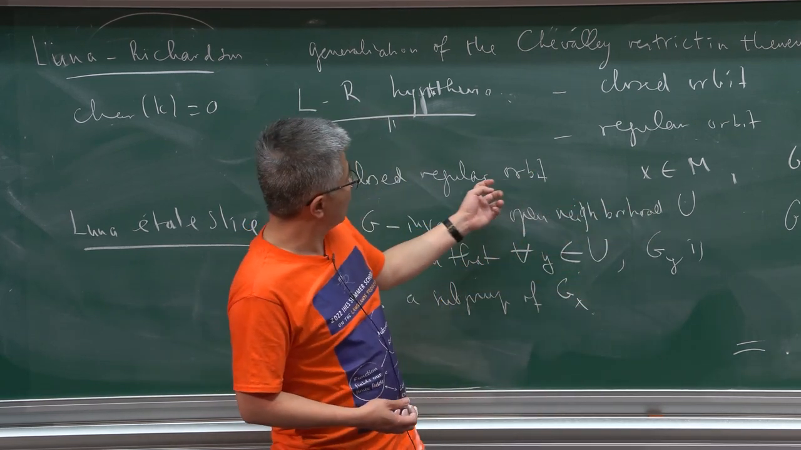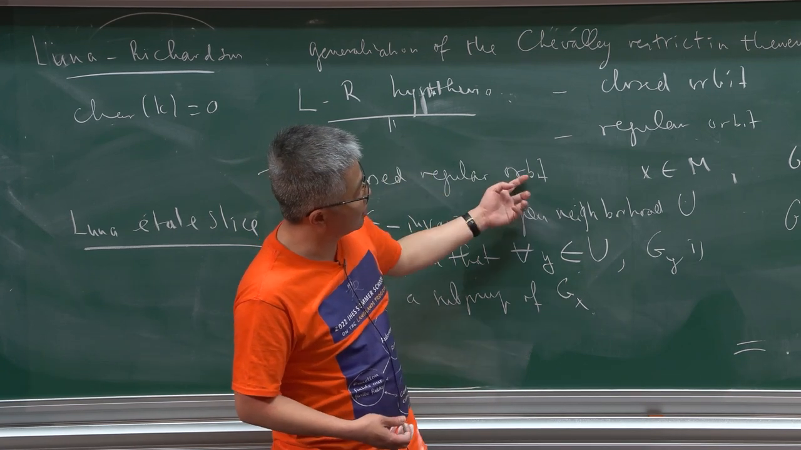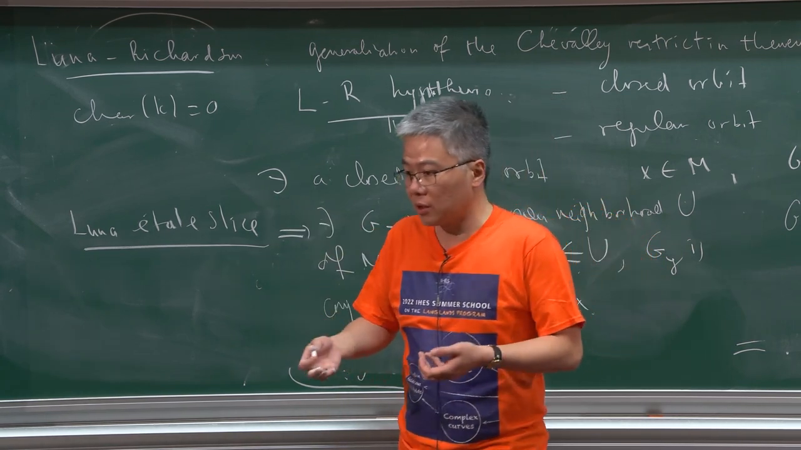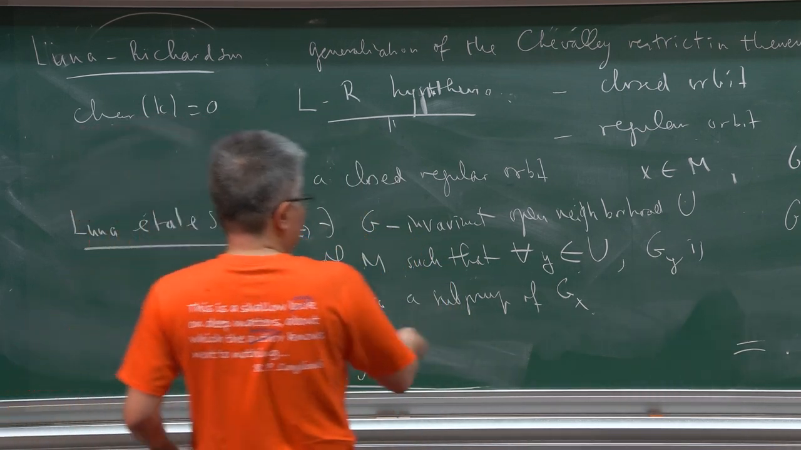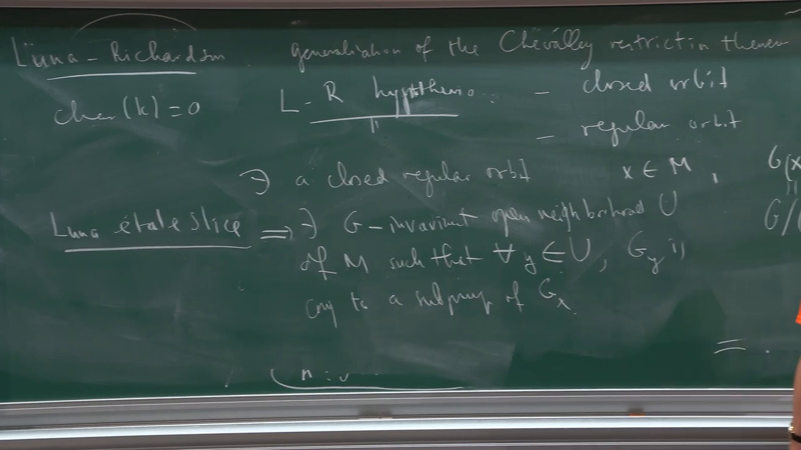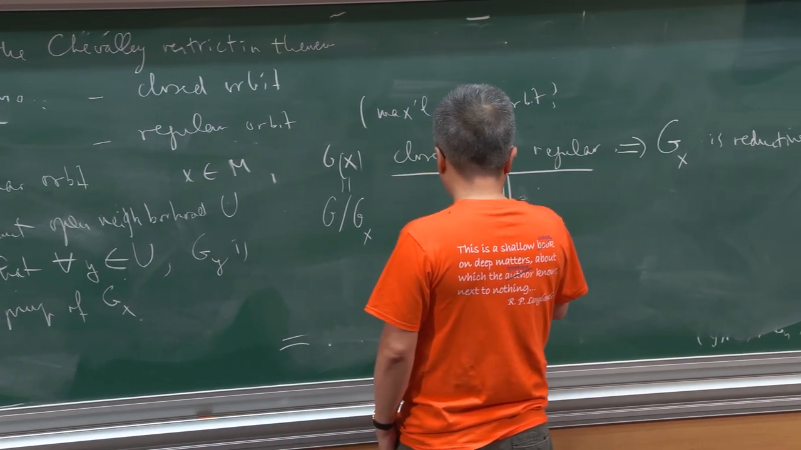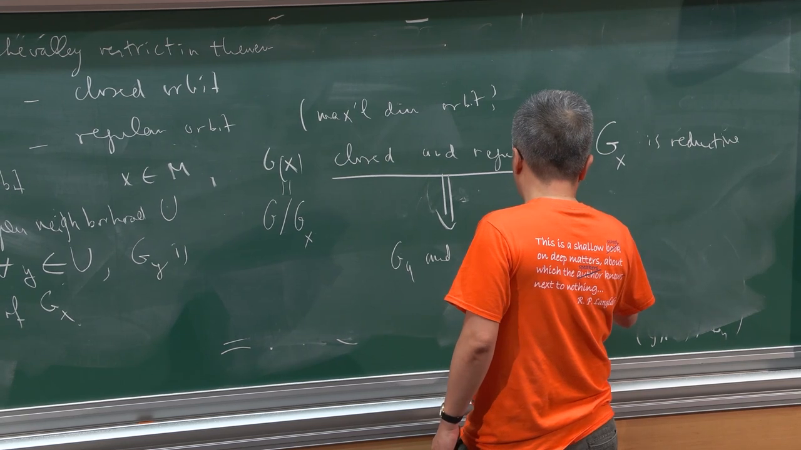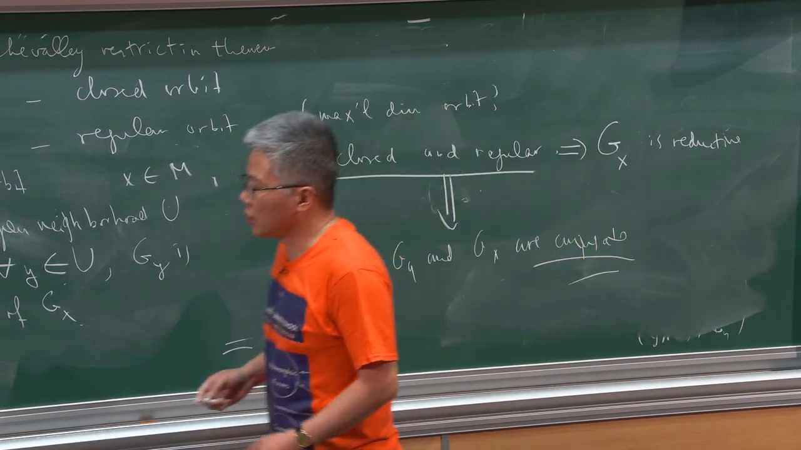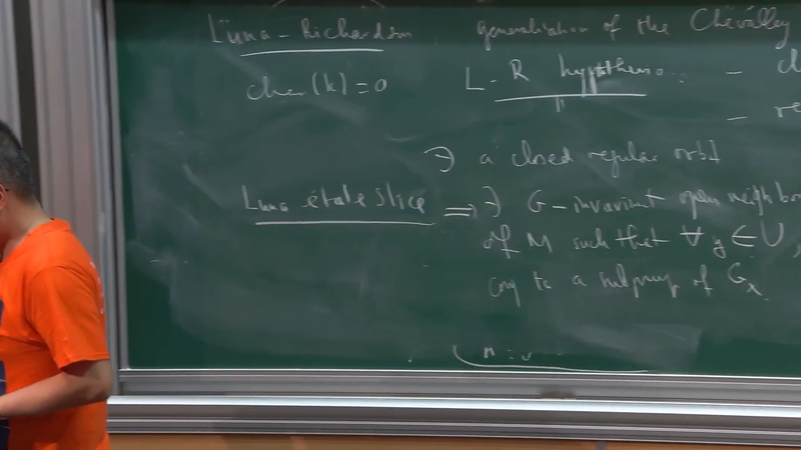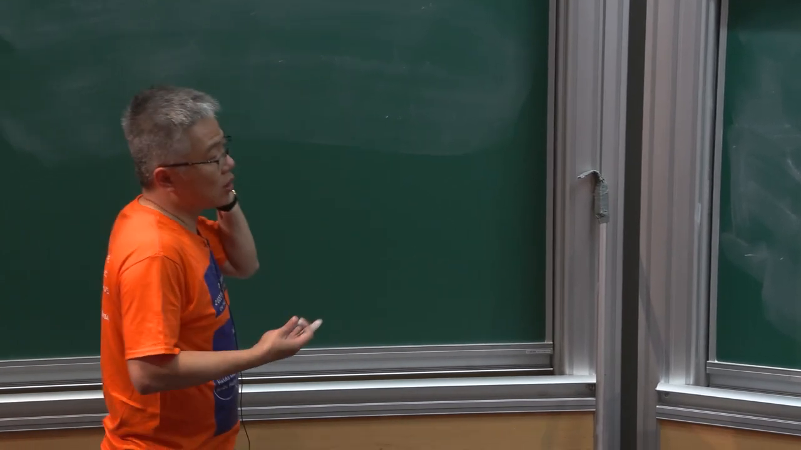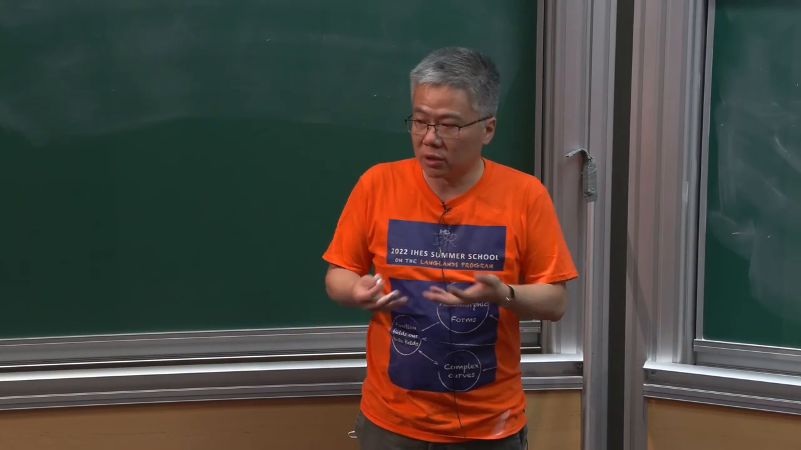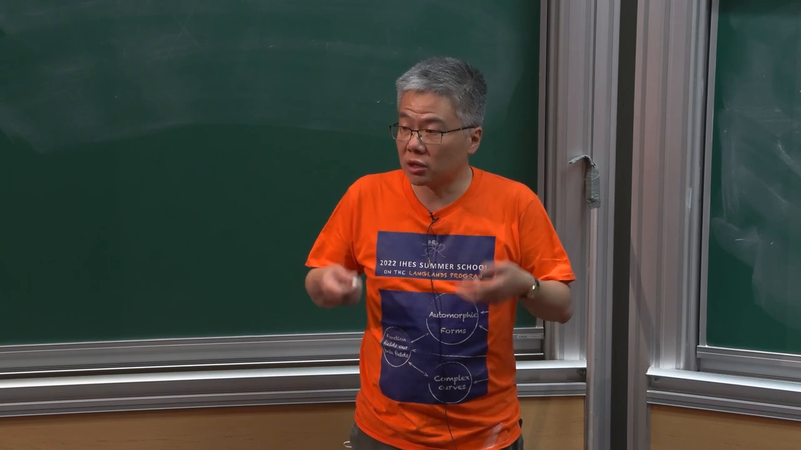But if by this assumption that the Gx is both closed and regular, it cannot get smaller, it has to get bigger, because the orbit has the smaller dimension. So this implies, closed and regular, that Gy, up to the connected component, and Gx are conjugate. So this is a very important thing, a very natural assumption, that there exists a closed and regular orbit. That implies that the stabilizers on the large open subvarieties form just one conjugacy class of subgroup of G.